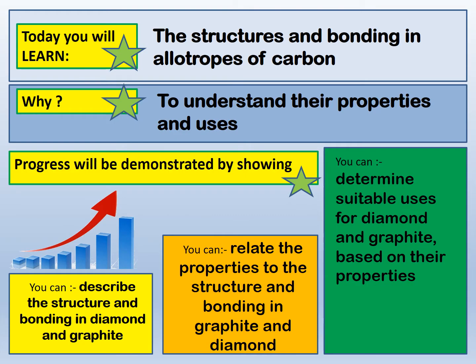So we want to focus on allotropes of carbon. Carbon's a really interesting element that can bond in different ways to give really different properties. I'm hoping today that you'll be able to describe the structure and bonding in diamond and graphite, then start linking that to their properties. And hopefully, as a result, you'll be able to tell me some uses of diamond and graphite based on their properties.